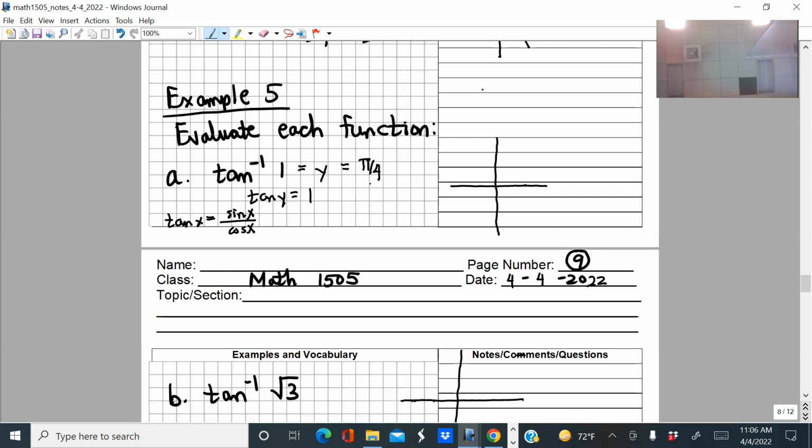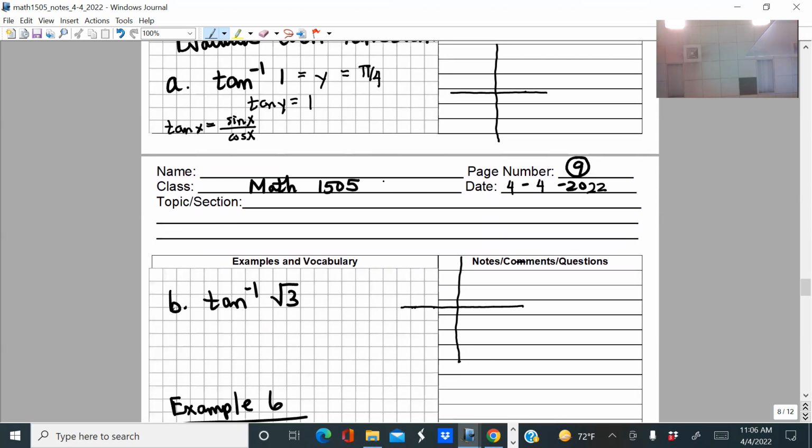That's in the proper range, correct? Because the range of the inverse tangent function is minus pi over 2 to pi over 2. So pi over 4 definitely falls in that range. What about inverse tangent of square root of 3?